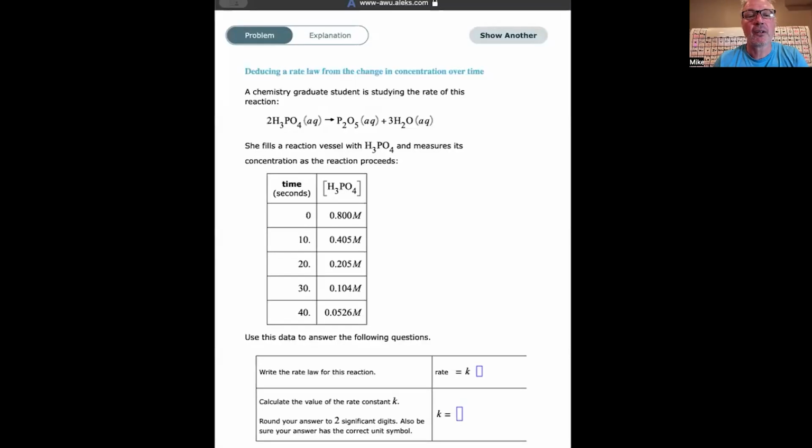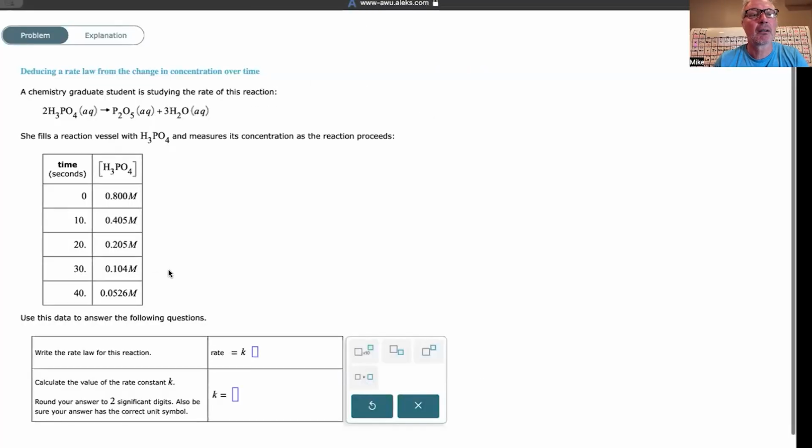Let me go ahead and share my screen with you so we can talk about what this is. This is a little topic here, right? Where are we going to go and find the rate constant? Down here, they want to know what the rate constant is. And they want to know what the rate law is. And they didn't tell us what order it is.